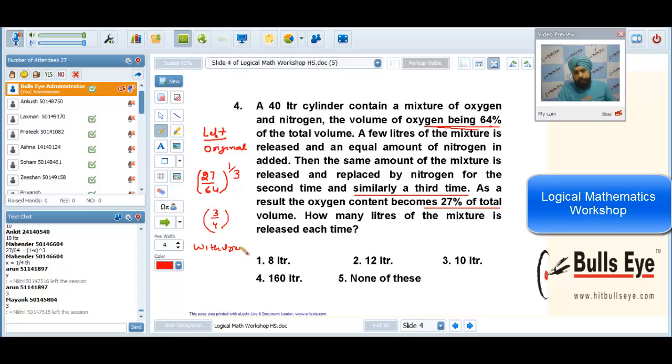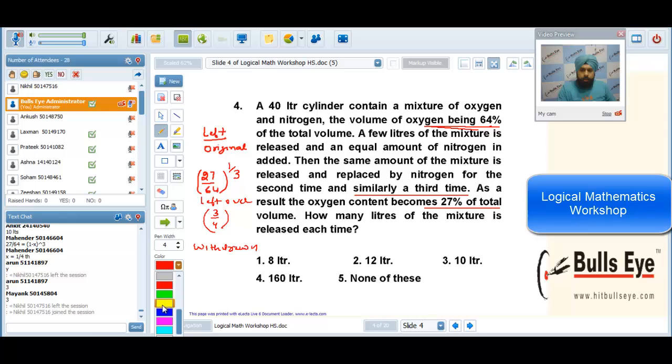Can you answer that? If you are left over with 3/4 every time, that means you have withdrawn 1/4 every time. And you have been given the original as 40 liters. So how much is 1/4 of 40? It is 10 liters, which becomes your answer.